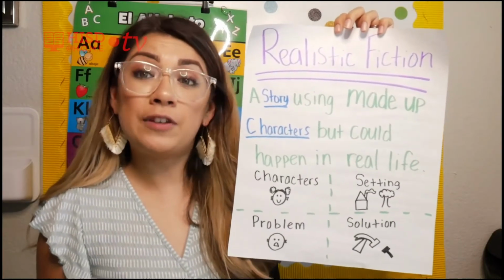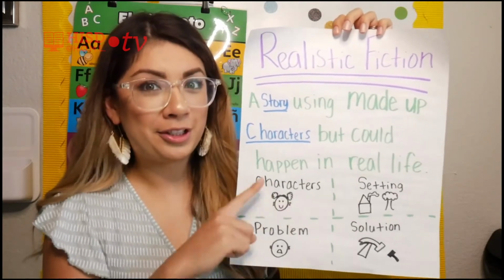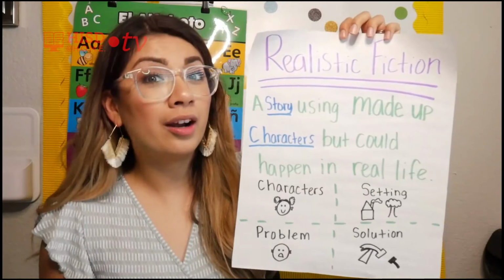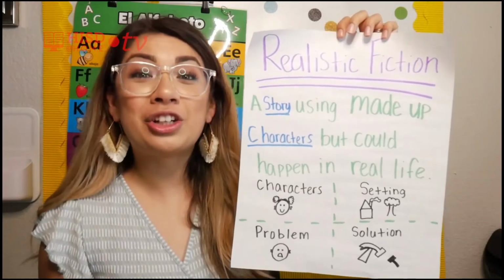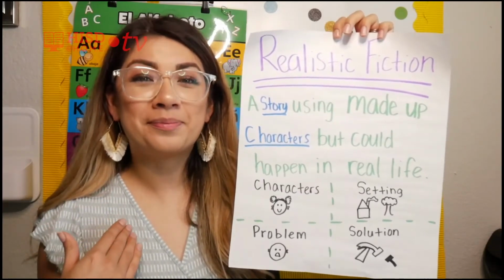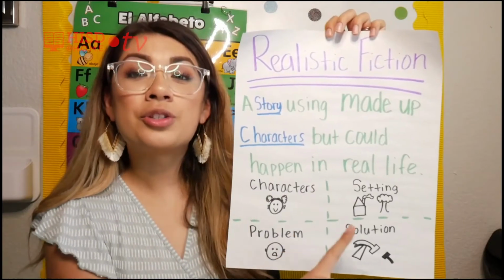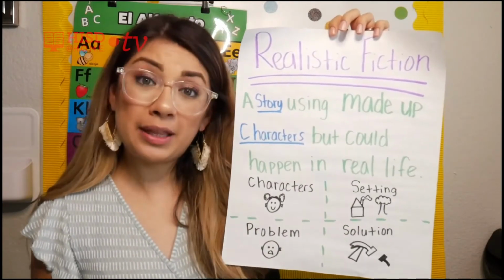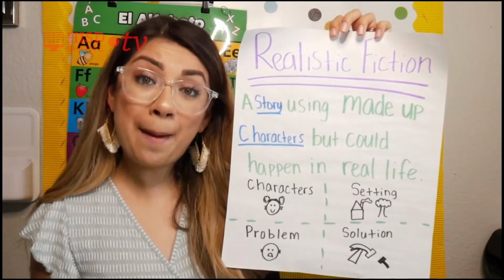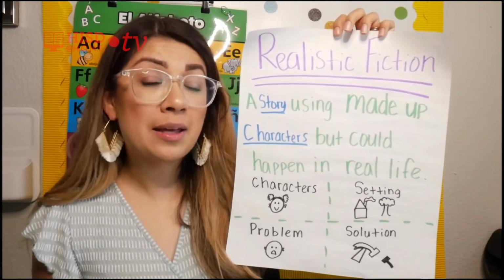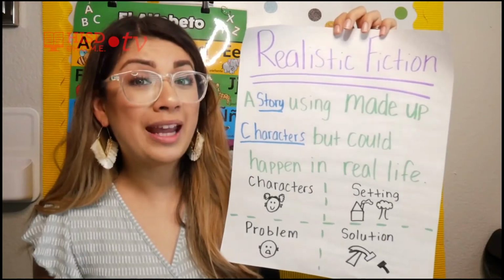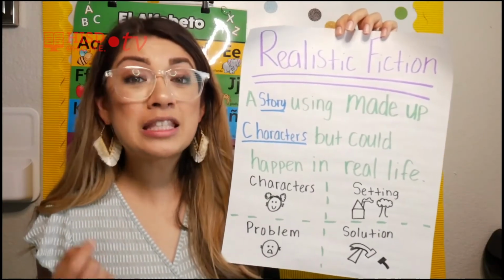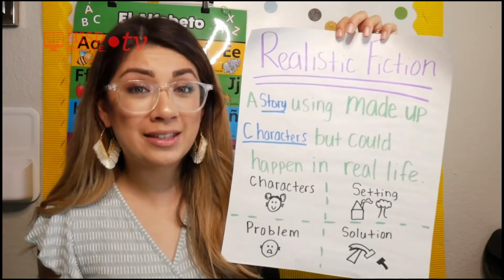So in a realistic fiction, we have characters, which are the people, animals, or creatures in a story. We also have a setting, and a setting is the location. It's the place where the story happens. What's the setting? The setting is the place where the story happens.